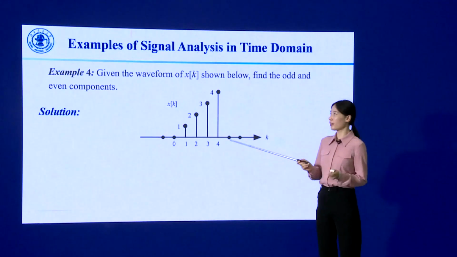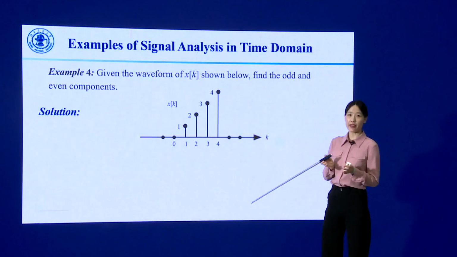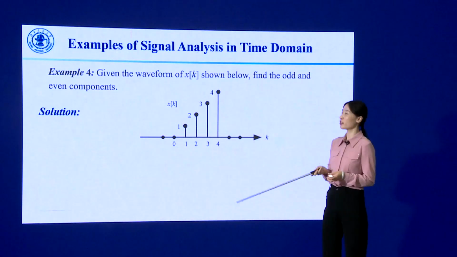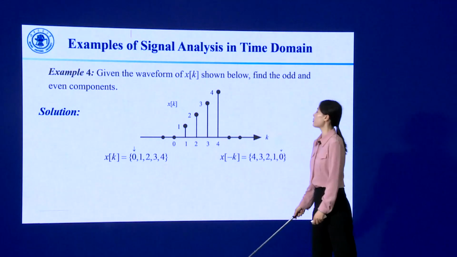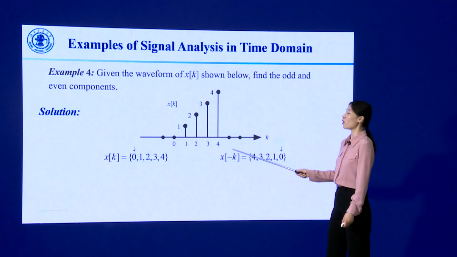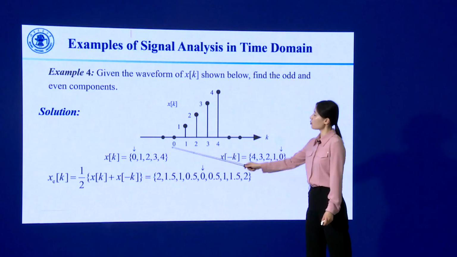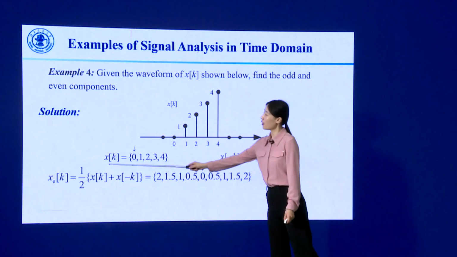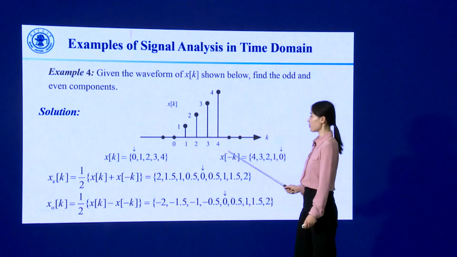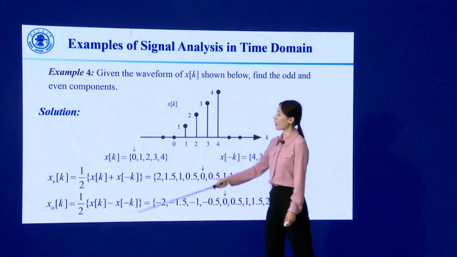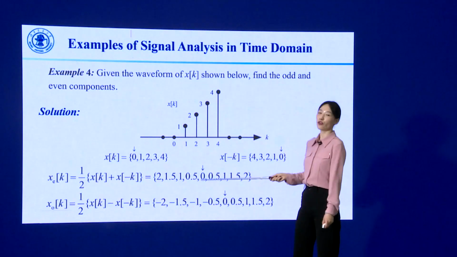Here is another example. Given the waveform of s(k), you should find the odd part and even part for this signal. So we should first get the sequence of x of minus k, and then we do summation on these two sequences. We can get the even part. And by applying subtraction on these two sequences, we can get the odd part for s(k). Here are the final results.